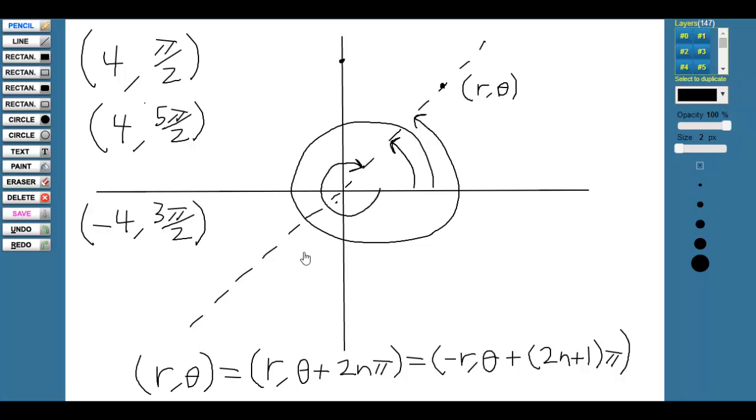And just for one more way, you could use a negative angle, and instead do negative 3 pi over 2, which would bring you here, and you could have a positive r since it's in the same direction. So 4, negative 3 pi over 2. These are all different ways you can write the same point, and there are many more.